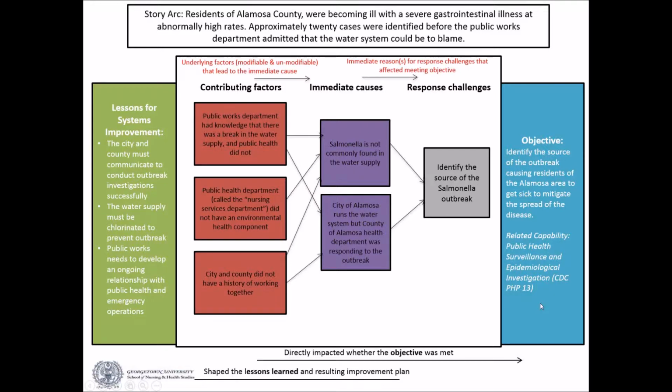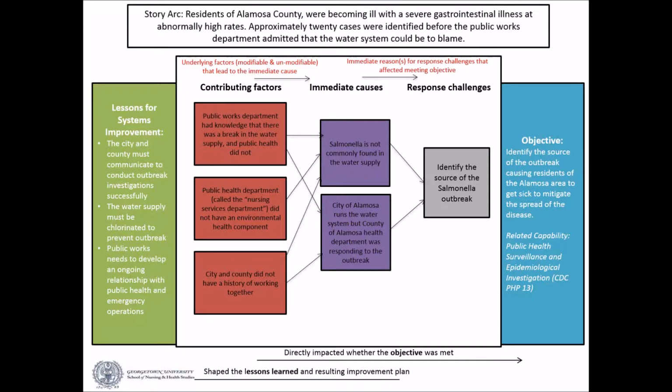So the objective of the response here was to identify the source of the outbreak causing residents of Alamosa to get sick and to mitigate the spread of the disease. You can't stop the spread until you know where the source is. And this is an example of one of the CDC preparedness capabilities, number 13, surveillance and epidemiological investigation. So laying it out in root cause analysis terms, the response challenge here was to identify the source of the salmonella outbreak. Not the agent, salmonella, but how did the salmonella lead to exposure to people.